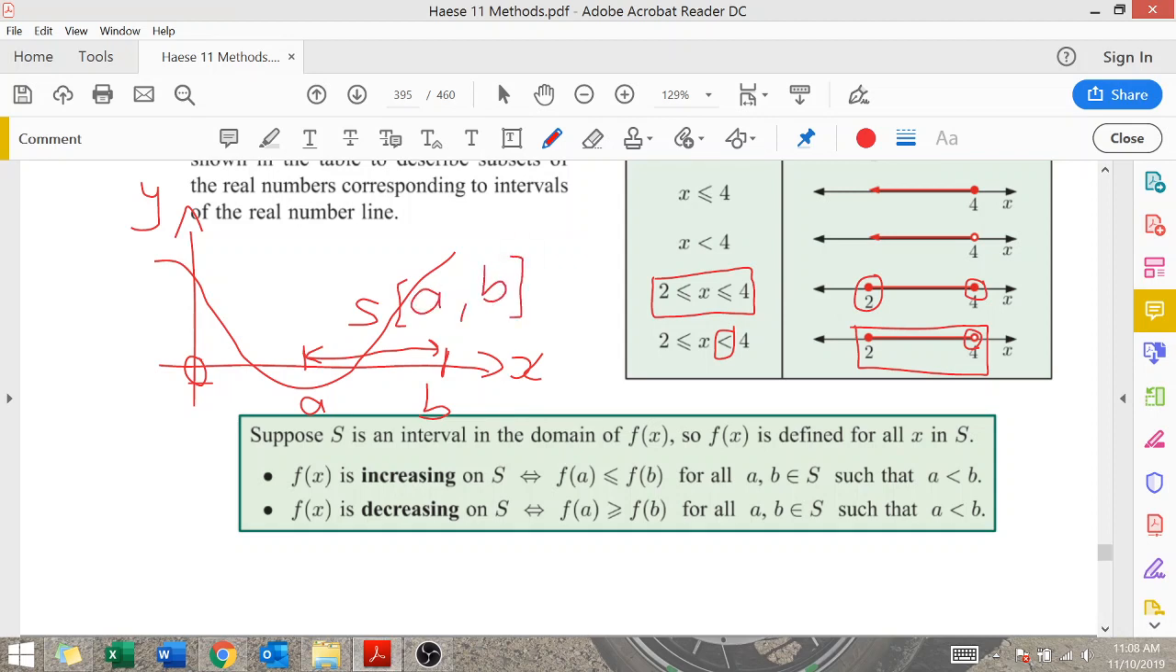So what we can say is that f of x, the graph of f of x here, which we've got, so let's get rid of some of this stuff here so you can see it clearly. I can see clearly now, the pen has gone. Alright, so f of x is increasing within this domain S if fa is less than fb.